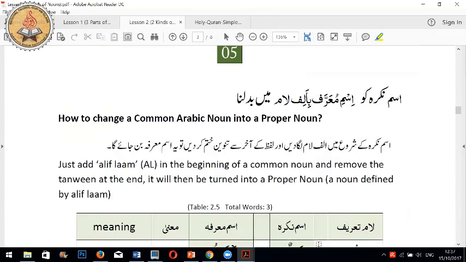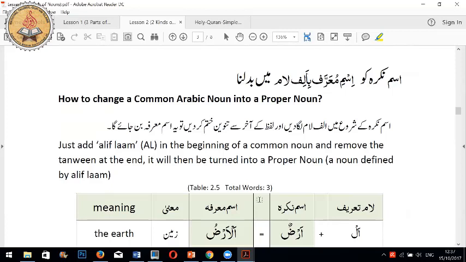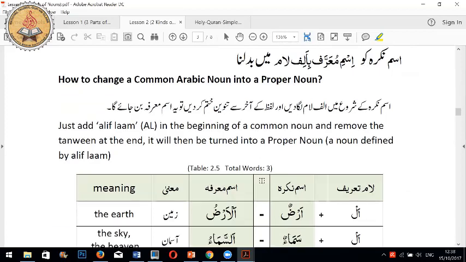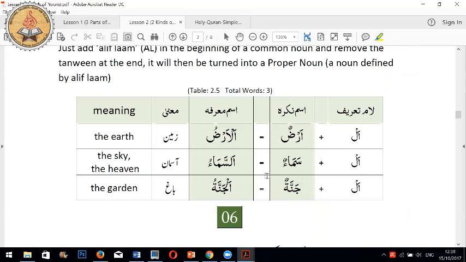Now, this is a good exercise. Just add alif lam in the beginning of a common noun and remove the tanween at the end. It will then be converted into a proper noun, a noun defined by alif lam. So let's do the practice. Table 2.5, there are a total of 3 words. Ardun, remember lam ta'rif, alif lam, this is a plus sign. Ardun means earth.